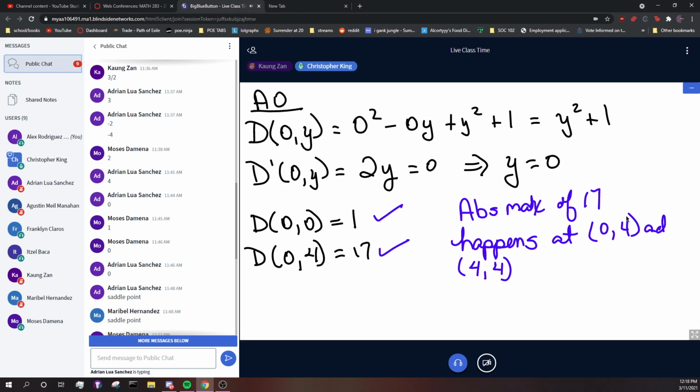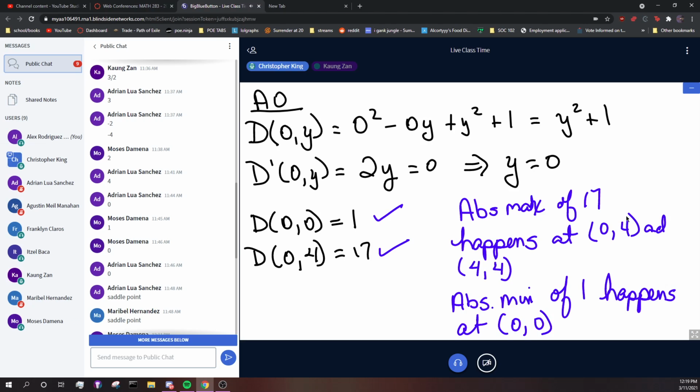Okay. Now, for the absolute min, it's going to be the smallest one. So the absolute min of what? What's the smallest value that I get for the function? 1. 1. And that happens when? 0, 0. At 0, 0. Okay. So this is what I get for the absolute max and the absolute min. Okay. Any questions there?